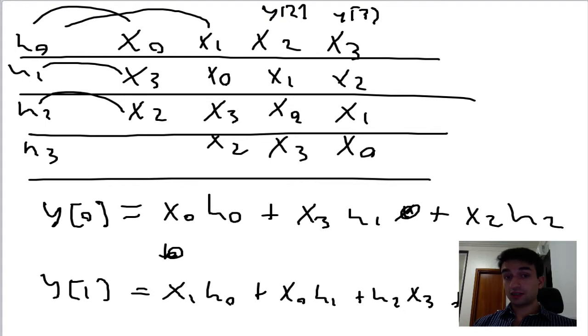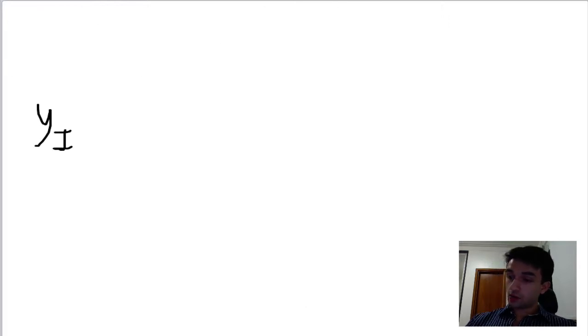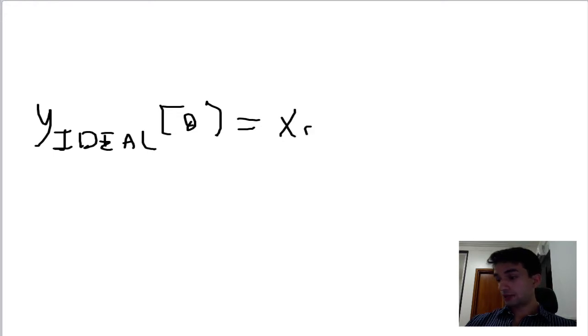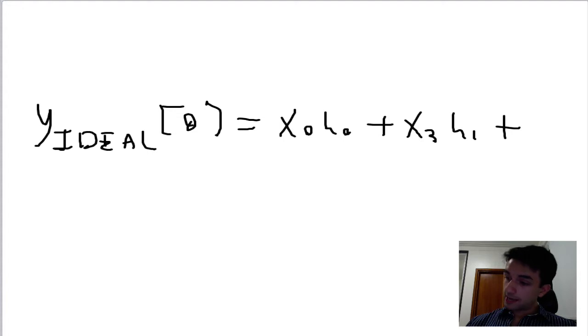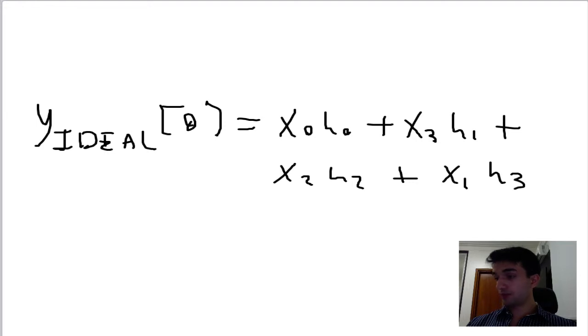And this is exactly the result of a circular convolution. But note, y0 has only 3. There is a sample that should be here for the sequence to be equivalent to a circular convolution. But it's not. And so, ideally, I can say that y ideal of 0 would be x0 h0 plus x3 h1 plus x2 h2 plus x1 h3.